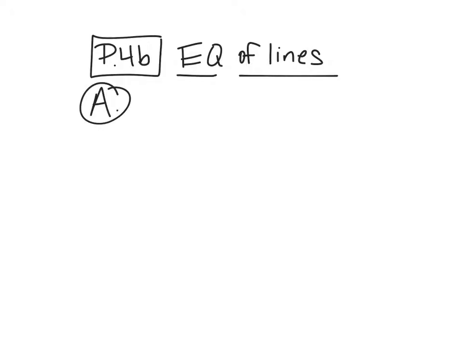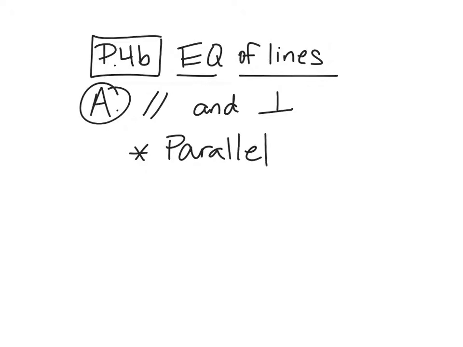Let's talk about two very important types of lines. We got parallel and perpendicular. Okay, and you know a couple of things about lines that are parallel and lines that are perpendicular. At least I hope so. First of all, what do we know about parallel lines? Parallel lines have the same slope. Yes, parallel lines have the same slope.